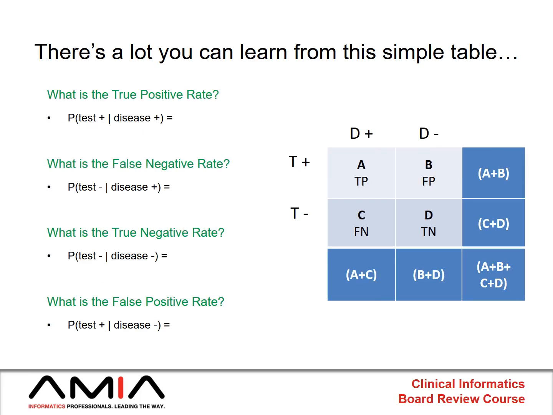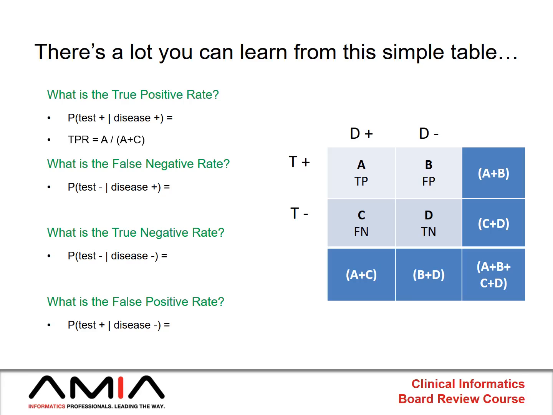Now, let's introduce some new terms. These four terms, true positive rate, false negative rate, true negative rate, and false positive rate, are very important. I'm going to define the true positive rate as the probability of a positive test if you are known to have the disease. So it's the conditional probability of the test being positive given positive disease. The true positive rate, or TPR, is equal to A divided by A plus C. Among the people who have the disease, who is A plus C, the proportion that test positive is A.